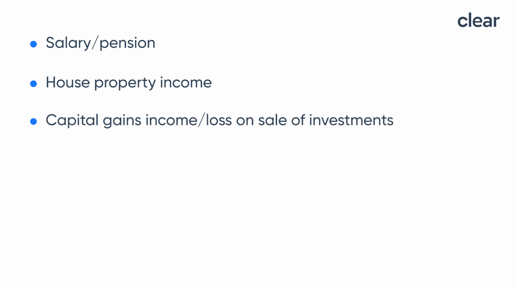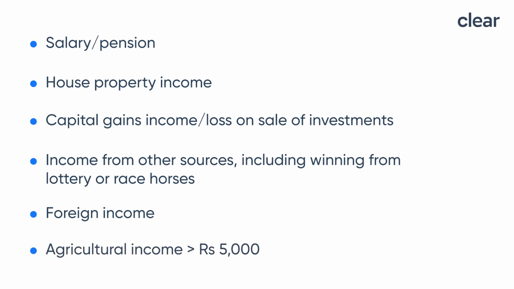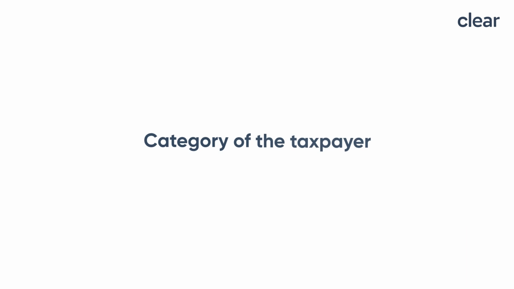Third is capital gains or loss of investments or property. Both short-term and long-term can be reported through this ITR. Fourth is income from other sources, which includes winnings from lottery, bets on race horses, and any other legal means of gambling. Fifth is any foreign source of income. Sixth is agriculture income. It can be more than rupees 5,000 also.